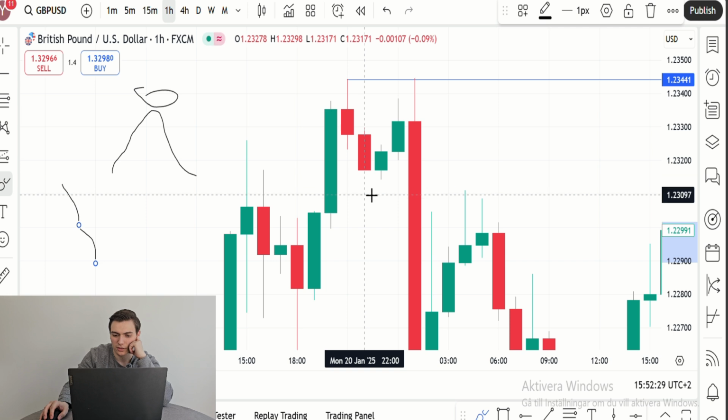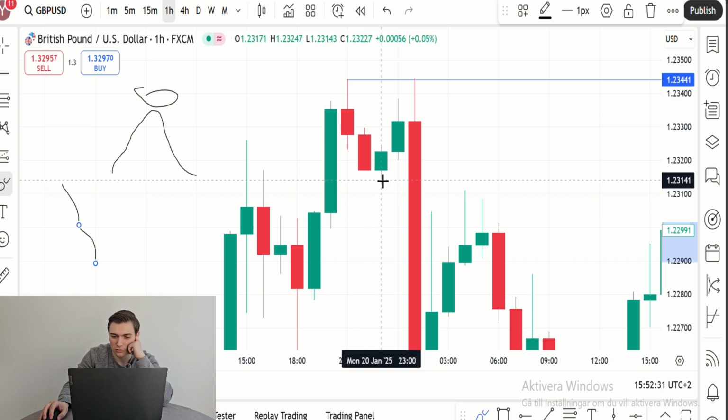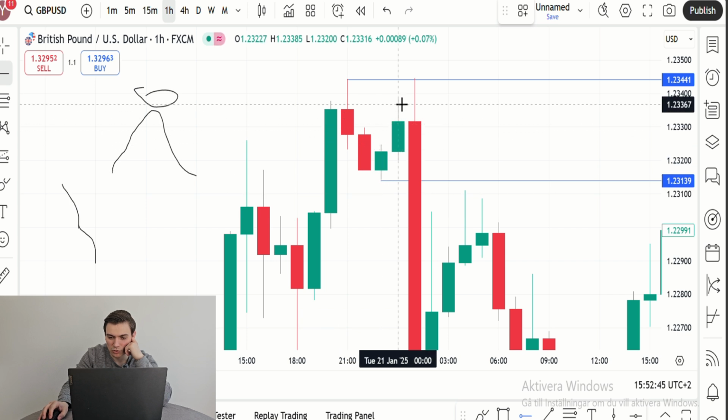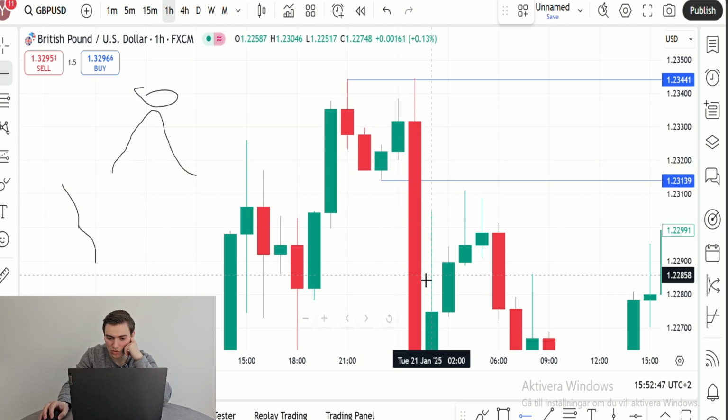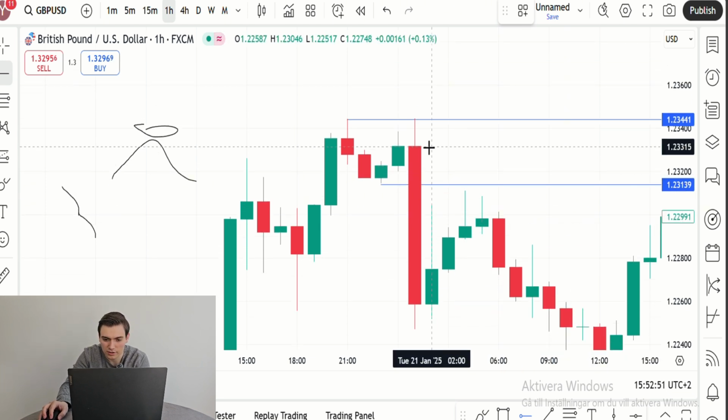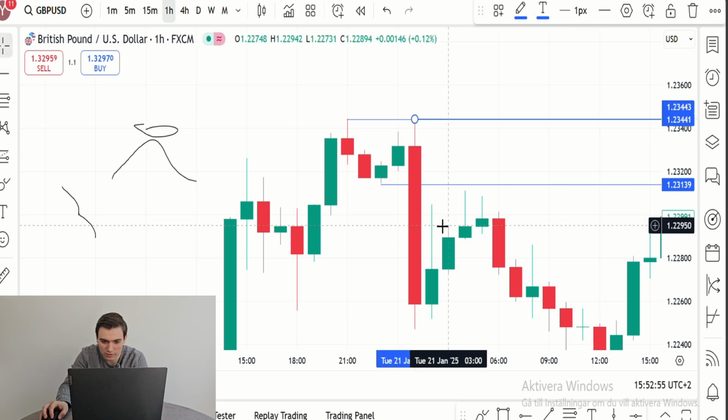What is that? A low, and we take this as a low because it's the longer wick to the downside. A move up and then a move up. Do we have a high here? No, we don't. A move up and then a long move down. Where is the high? This one, because it's the longer wick.